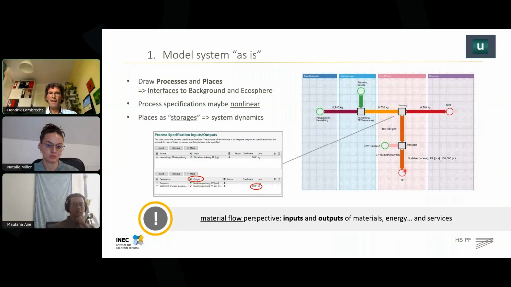So if we are on this level, the material flow level, we are looking at material and energy flows, also flows of services as input-output, right? So this here means that we have some material going into this process, and we have some material leaving on the other side towards the incineration plant in this example.